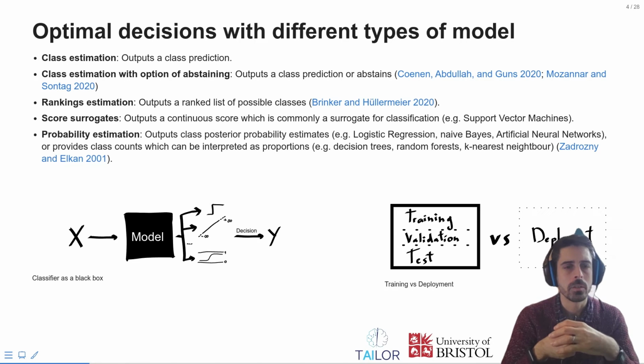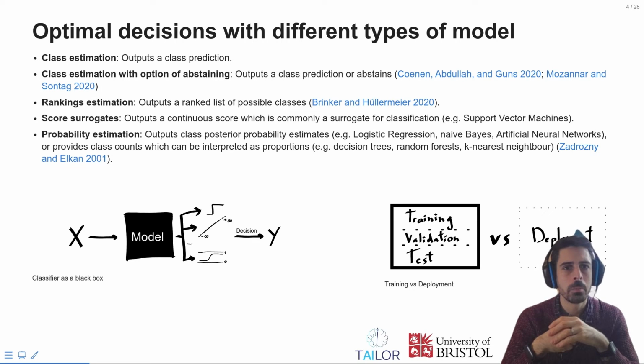Probability estimation is the one that we will focus on in this introduction, which are models that are able to output posterior probability estimates, class posterior probability estimates. Some examples are logistic regression, naive Bayes, and artificial neural networks. They are all able to output probabilities. And there are other models that provide class counts, like decision tree, random forest, or k-nearest neighbor, to mention a few, which can be interpreted as proportions and subsequently as probabilities. And there are methods as well to adjust those probabilities to be more accurate.